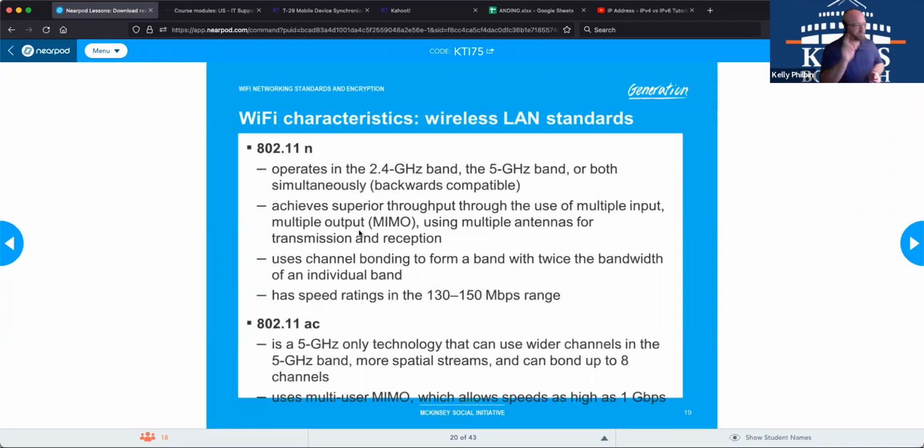So it operated on both bandwidths. It introduced MIMO. It was able to use what's called channel bonding, typically in the 5 gigahertz bandwidth, which allowed you to get much better throughput than if you used a single band. It had speed ratings getting up there in the 130 to 150 megabits per second, which is pretty respectable.